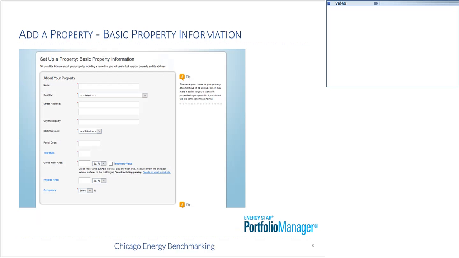So once you get to the next page, you're going to enter some basic property information. You're going to enter the name of the building, something that is going to be reflective of the building, not only to you, but to anyone that might be looking at this property. And then put in the street address, the city, municipality, the state, postal code, the year built, the gross floor area, and you'll notice that this gross floor area should not include parking. For the purpose of Portfolio Manager, they will ask you some questions about parking square footage later on. And then you can select if there is a portion of your building that's irrigated, and then the closest percentage of occupancy. All of these fields with a red asterisk are required to move on to the next step.